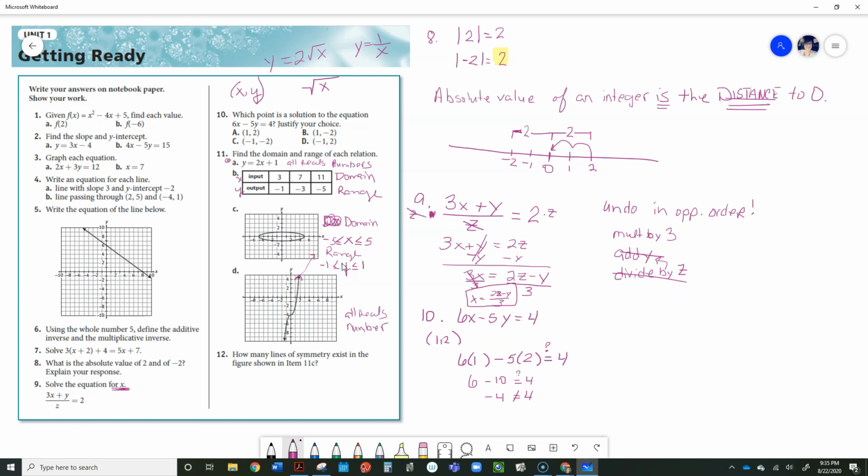How many lines of symmetry exist in this figure right here? Lines of symmetry, remember, are lines that cut the picture into 2 equal parts. If you draw a line right there, the right side and the left side are absolutely identical. Okay, go back and erase that line, and this time let's draw a line right down the middle. Lines of symmetry are always going to be on the middle. Right down the middle that way, and then we have a top half that matches the bottom half exactly. So this one has 2 lines of symmetry.